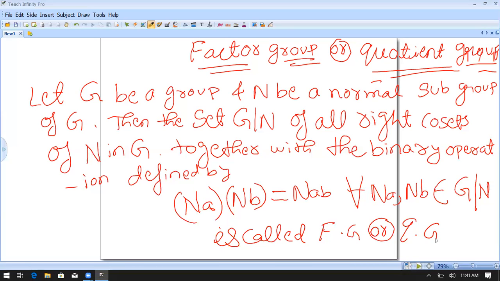So what does this textbook definition say to you? It says that let G be a group and N be a normal subgroup of G. Then G by N, the set of all right cosets of N in G, together with the binary operation defined as Na into Nb is equal to Nab for all Na, Nb belongs to G by N, is called a factor group.